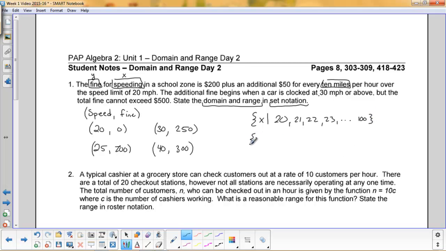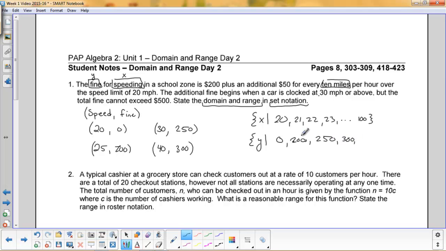Now we're going to define our range as y. Now, when we're not speeding, we're not going to get a fine. So we're going to start with 0. Between 20 and 30, we'll receive a ticket, and it'll be $200, not $250. Got ahead of myself there. Between 30 and 40, $250, so on and so forth. And then it goes up to 300.